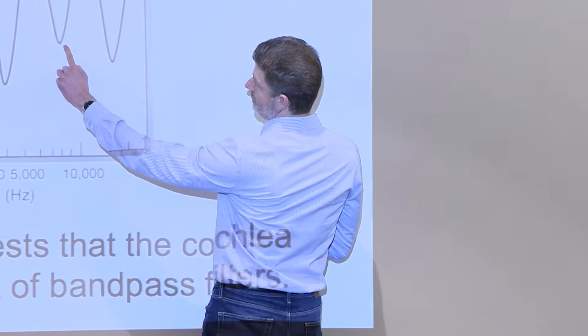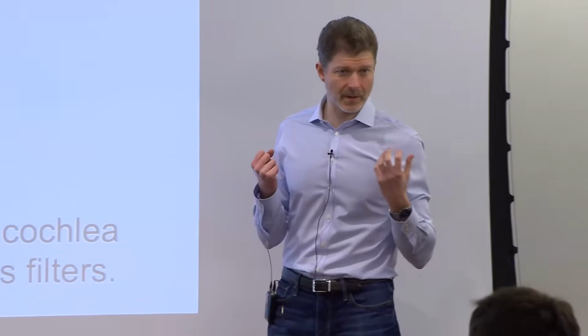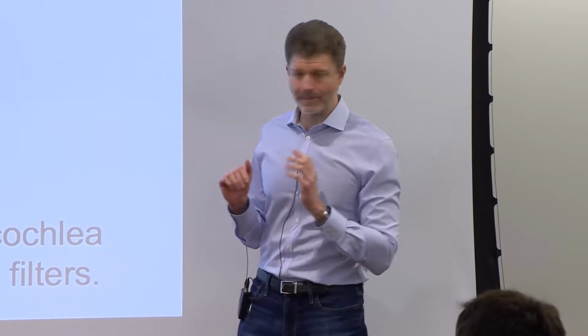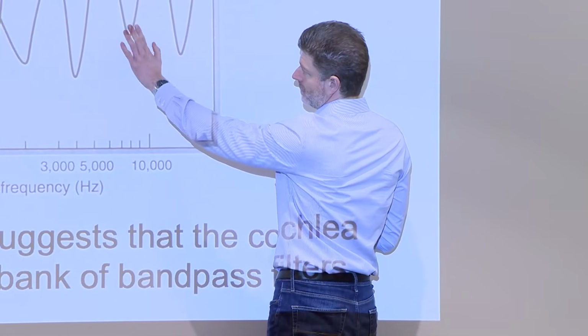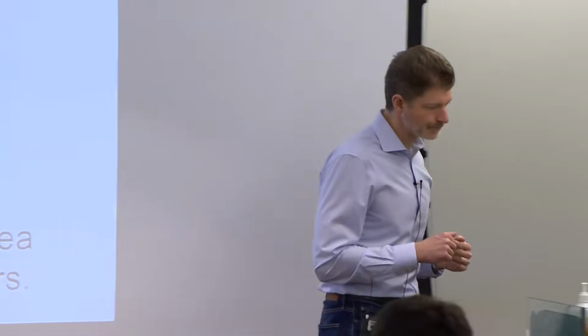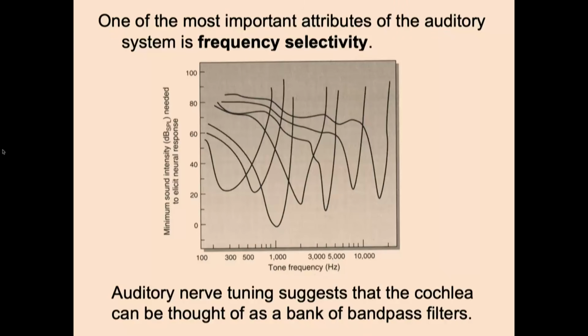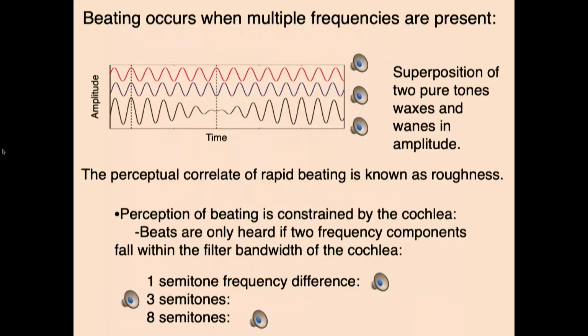And so for a particular nerve fiber, say this one, there is a special frequency, which we normally call the characteristic frequency, to which it responds best. So the amplitude of the sound doesn't have to be very high in order to get a response. And if you change the frequency, higher or lower, the threshold goes way up. Okay. So this empirical result kind of suggests that the cochlea can be thought of as a bank of bandpass filters. And this property of frequency selectivity has a whole host of perceptual consequences. Okay, so this is just one.